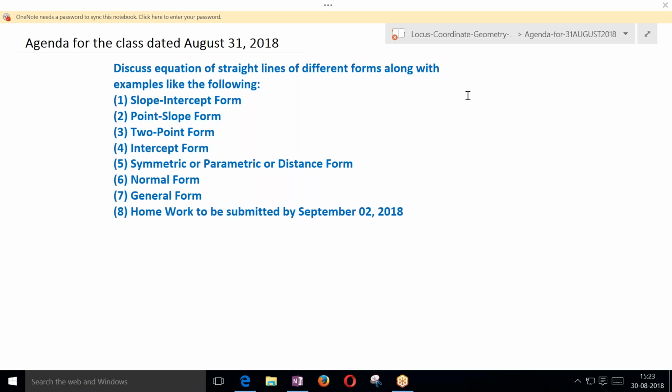We are going to discuss the equation of a straight line in different forms, like slope-intercept form. Second one is point-slope form. Third one is two-point form. Fourth one is intercept form. Fifth one is symmetric or parametric or distance form. Sixth one is normal form. Seventh one is general form. So these are the 7 forms we will be discussing today.